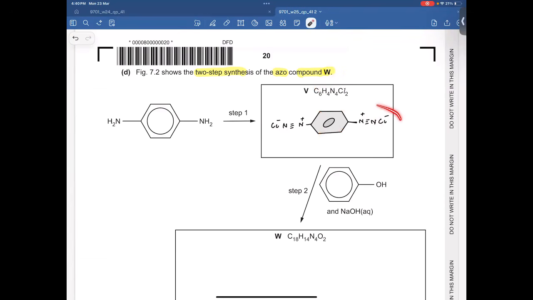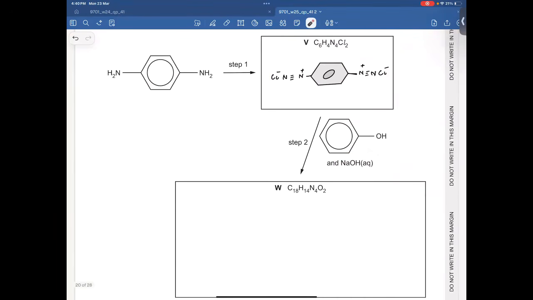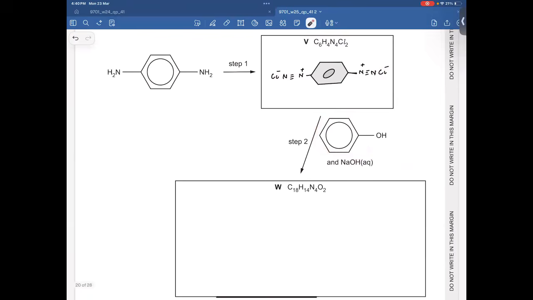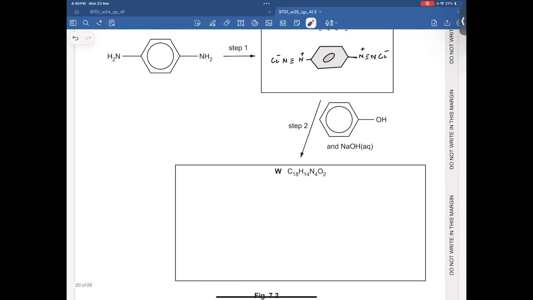When this compound is treated with phenol in the presence of NaOH, you will get an azo dye. And obviously an azo dye will form from here too, which means 2 moles of phenol need to be used in this reaction. So how can I write two reactions? Let me draw the structure.